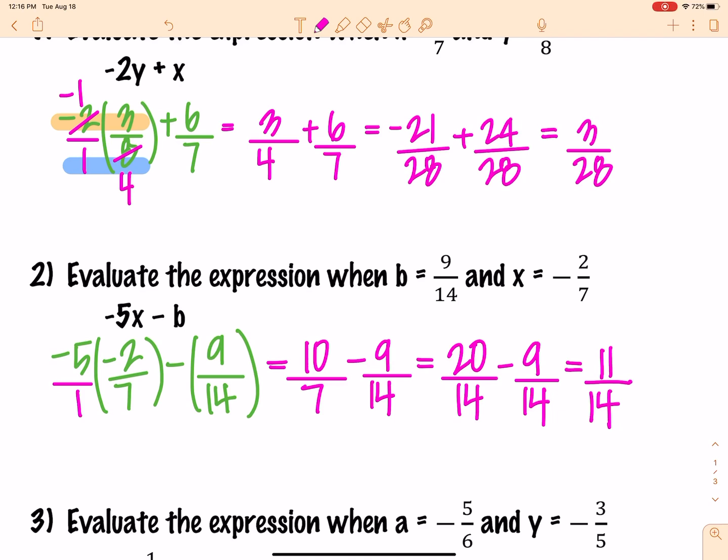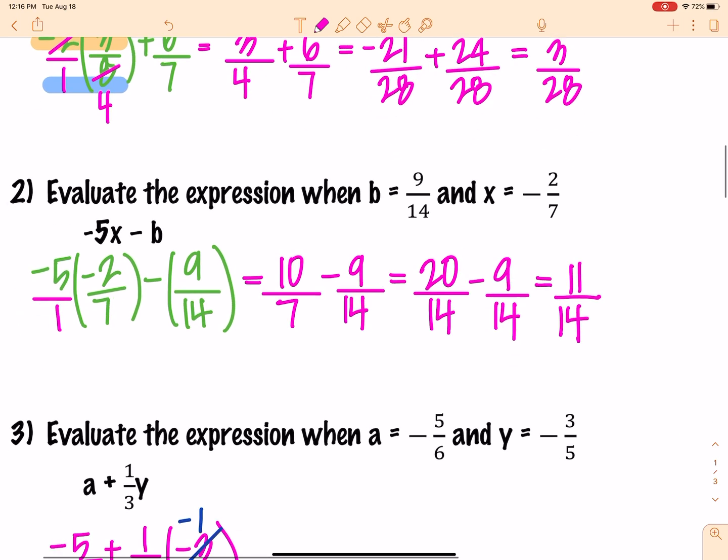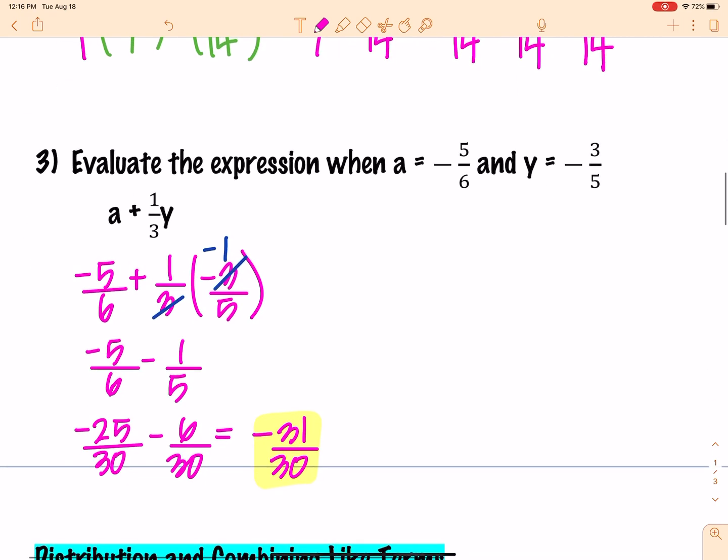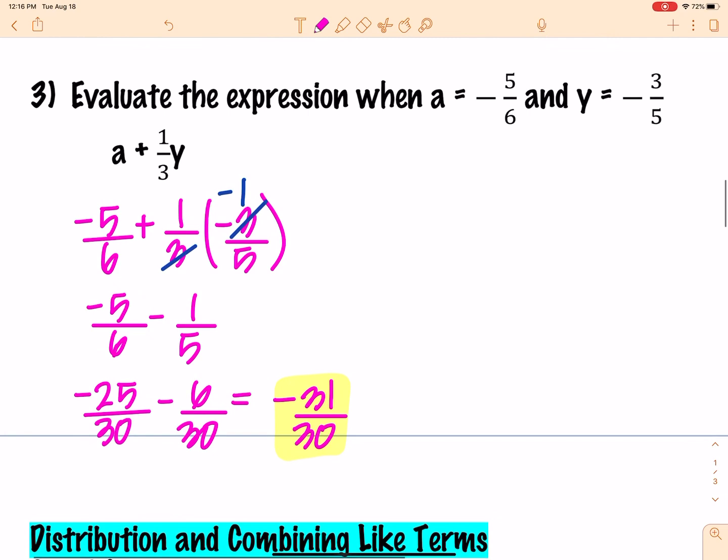All right, try number 3 all by yourself. Pause here, and then please press play again when you are ready for the answer. All right, number 3, you should have gotten -31 over 30 for your final answer.